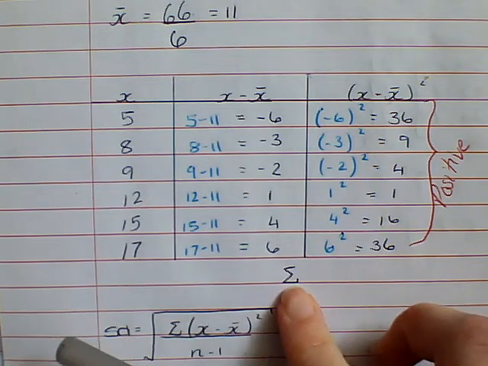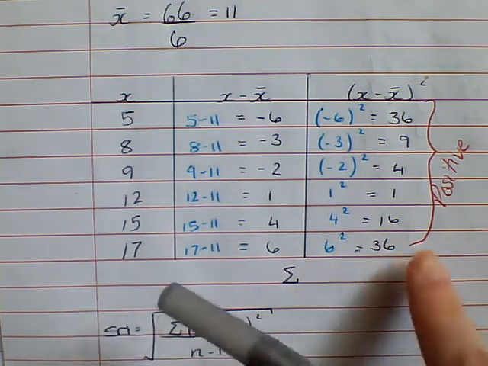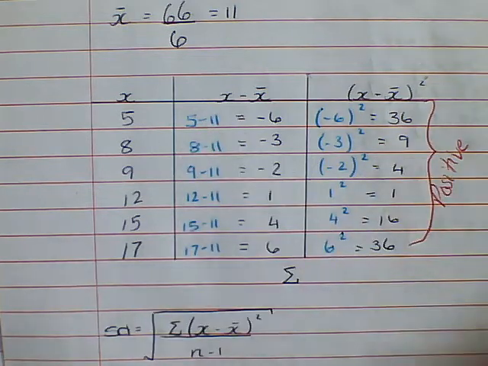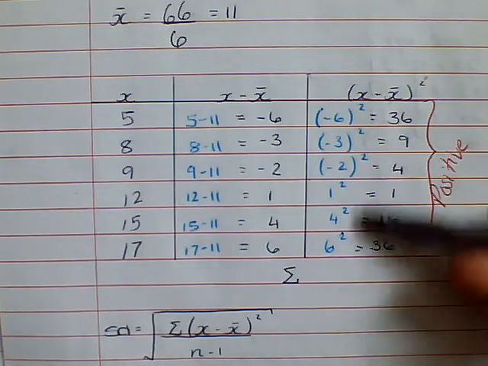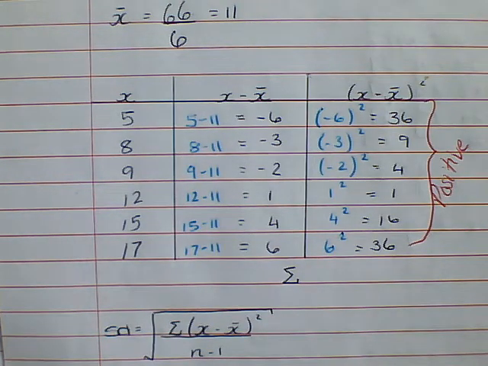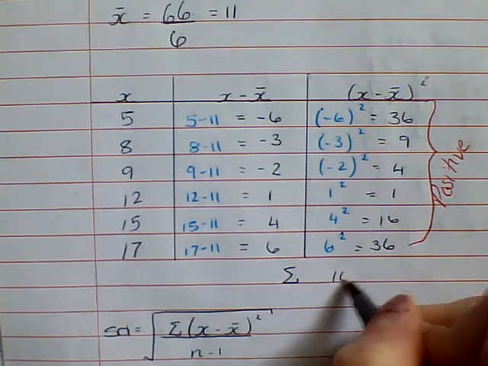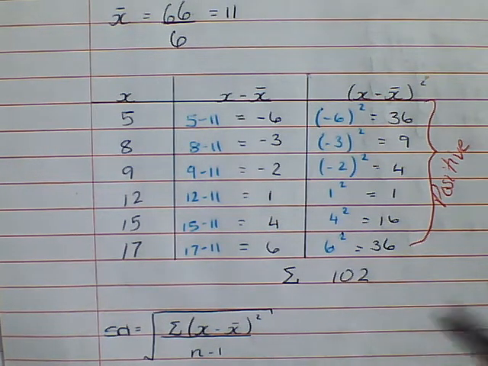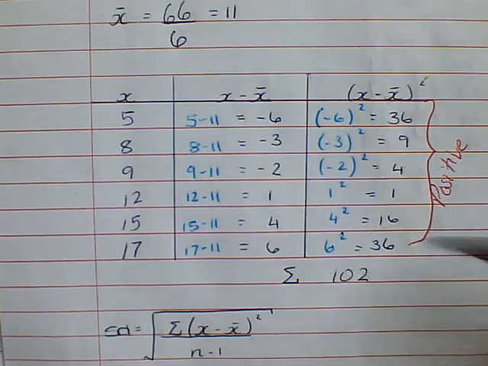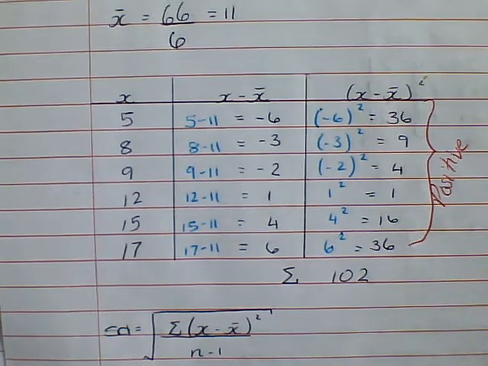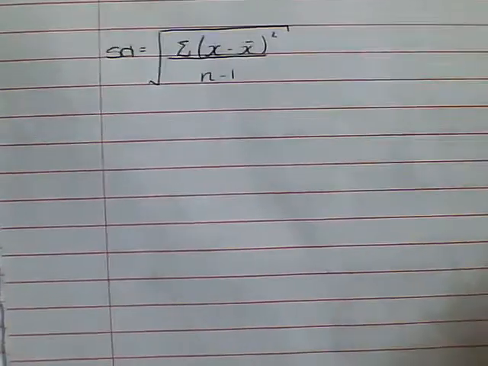Now this symbol here means the sum of all of these. So I need to add all of those to get the sum. That means I'm typing into the calculator 36 plus 9 plus 4 plus 1 plus 16 plus 36. And I've got 102. And that's the sum of all those black digits there. And now we're ready to pop all that into the formula.